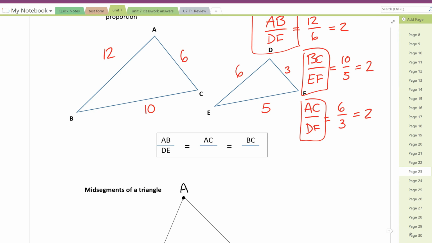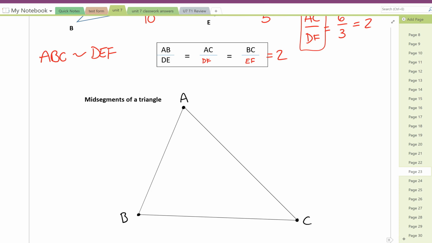So down here, what we would have is AB over DE is 2. AC over DF would also be 2. And BC over EF, we could put this over here. All three of those proportions, all three of those ratios would have to be equal to 2 if we're going to have ABC being similar to DEF.